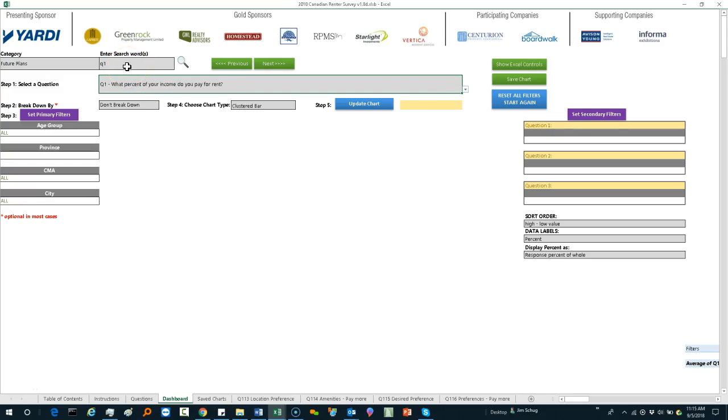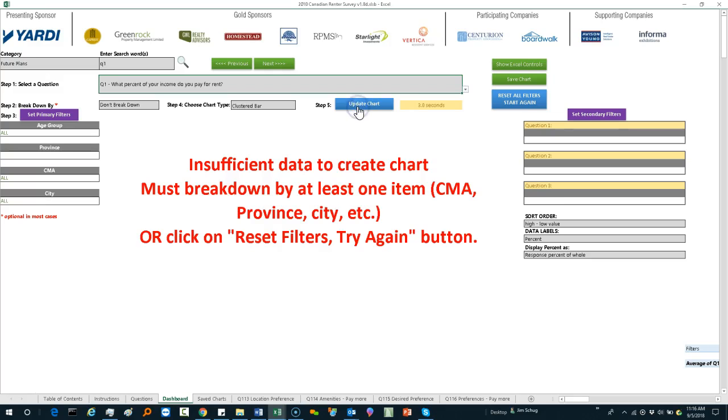Okay, question 1 is the filter. It brings anything down here with a 1 in it. So there's a question 100 and a question 1. Evidently, there's no question 10. Okay, so in its simplest form, we can just click Update Chart. It's fairly quick for most.